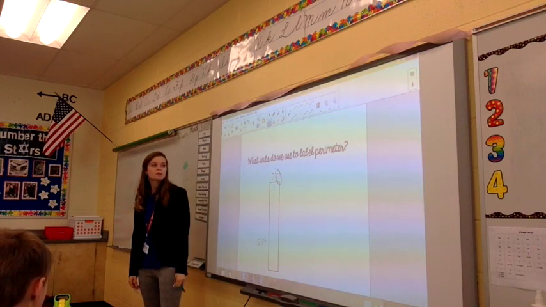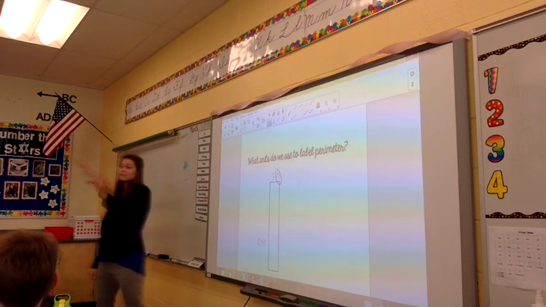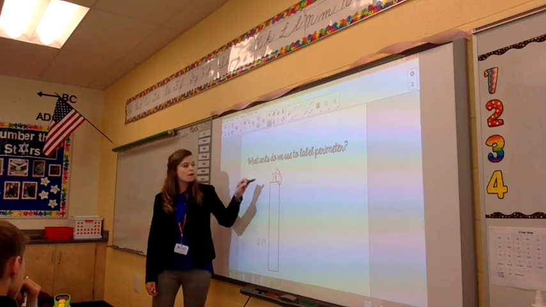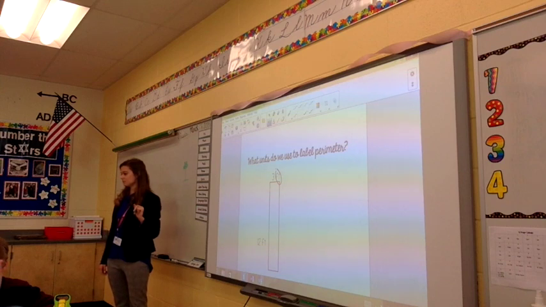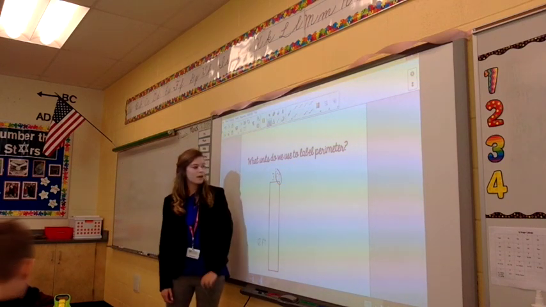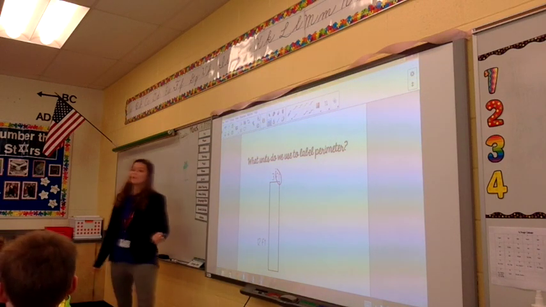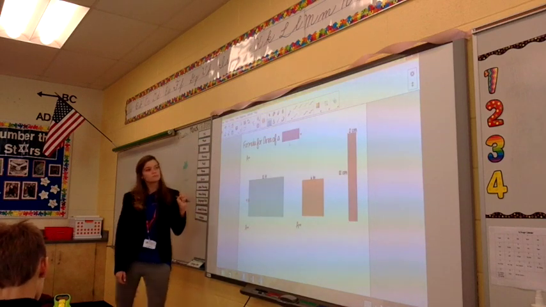So what would the perimeter be for this? Awesome. That was so quick. So find the perimeter of this. This says 12 and then 3. So we add 12 plus 12 and then 3 plus 3. 12 times 2 plus 3 times 2 is 30 feet. Great job, boys and girls.